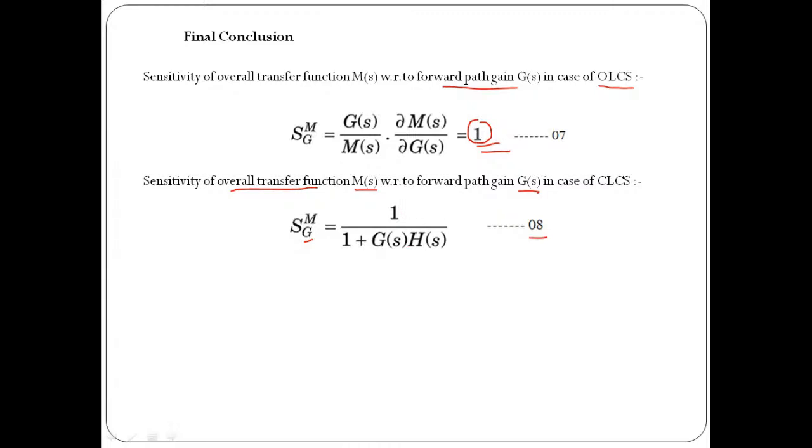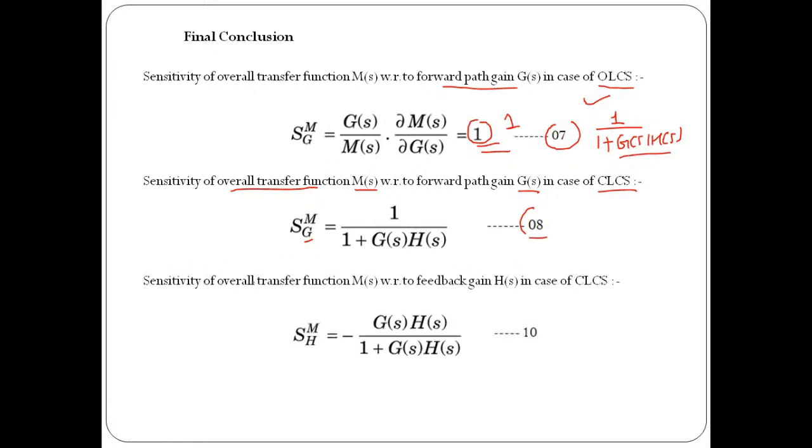So if you compare equation number 8 and equation number 7, it is very clear that sensitivity in case of open loop transfer function is more as compared to the sensitivity of overall transfer function due to change in forward path gain in case of closed loop transfer function. In open loop, the value is exactly 1, but in closed loop, the value is divided by a factor of 1 plus g of s into h of s. This is very important.